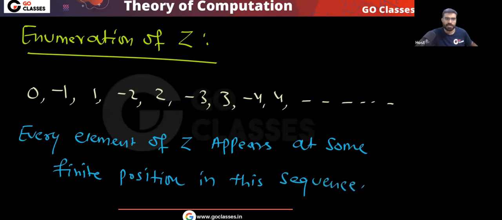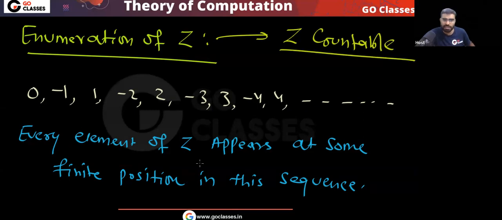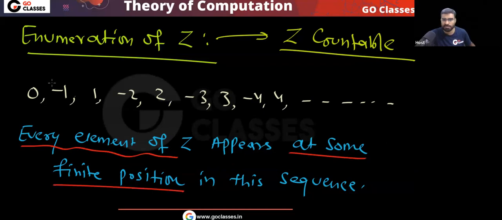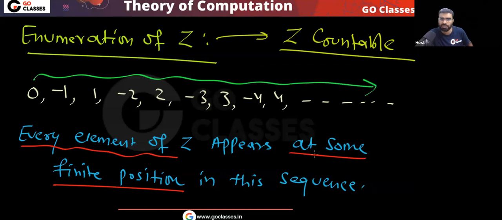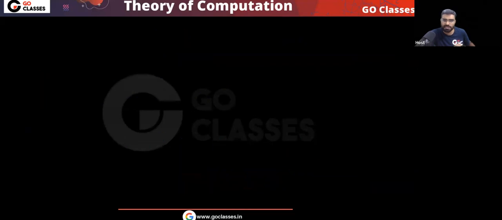Okay, is this clear? So I can say Z is countable. Is this clear? Please tell me. Every element of Z appears at some finite position in this sequence. So I can say this Z is countable. So this is quite easy. This method is actually easy, let me tell you.